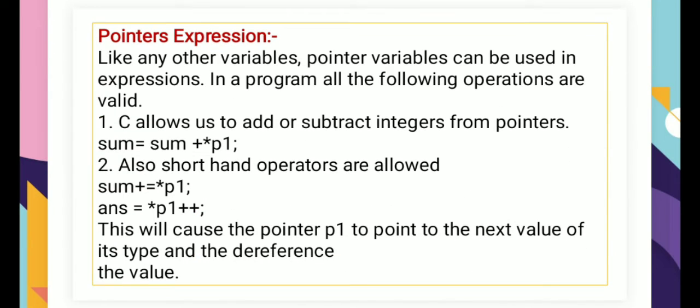Pointers and expressions. Like any other variables, pointer variables can be used in expressions. In a program, all the following operations are valid. Number 1, C allows us to add or subtract integers from pointers. For example, sum is equal to sum plus 1, where p1 is a pointer to sum.